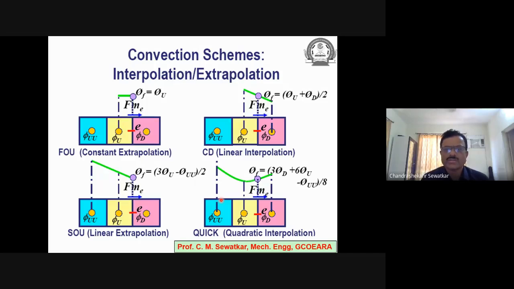What I'm doing here is summarizing all the convection schemes in a single slide for your ready reference. So here my phi f is always phi u. Here in central difference scheme, which is linear interpolation, phi f is phi u plus phi d divided by 2. In case of a second order upwind scheme, phi f is equal to 3 phi u minus phi uu divided by 2. And in case of a QUICK convection scheme, it is 3 phi d plus 6 phi u minus phi uu divided by 8. This is quadratic convection scheme.